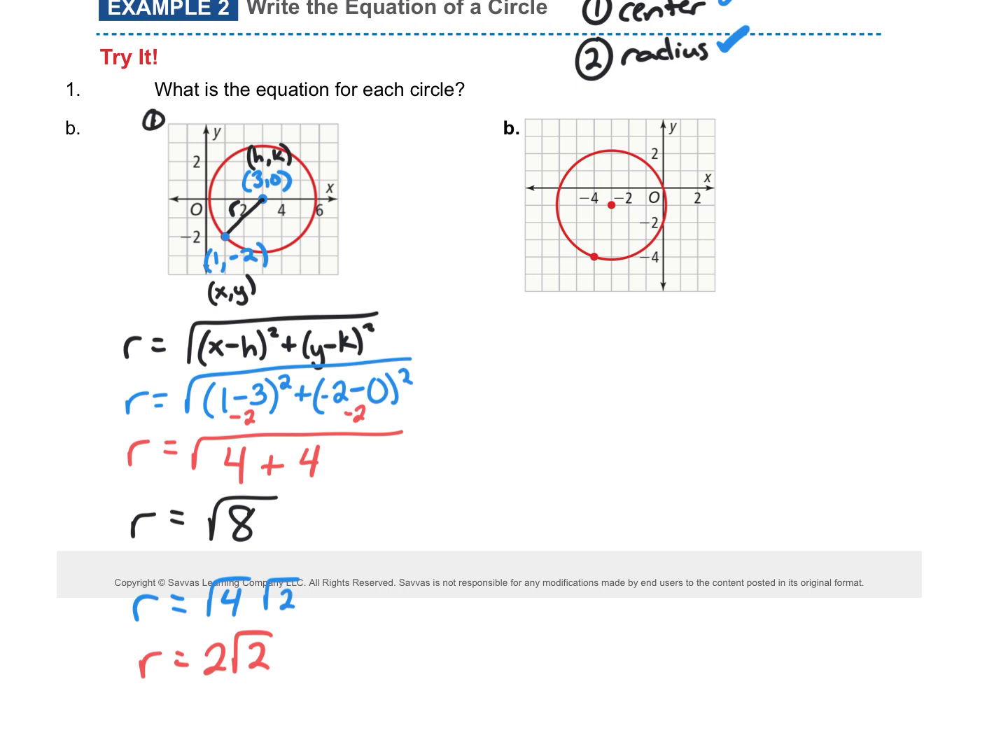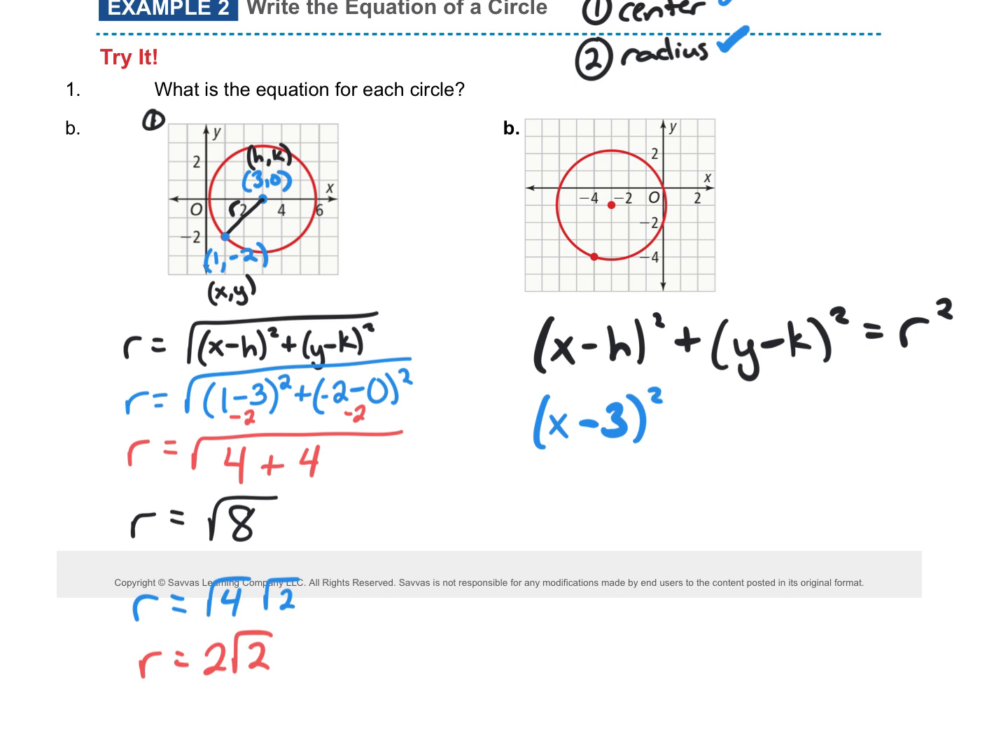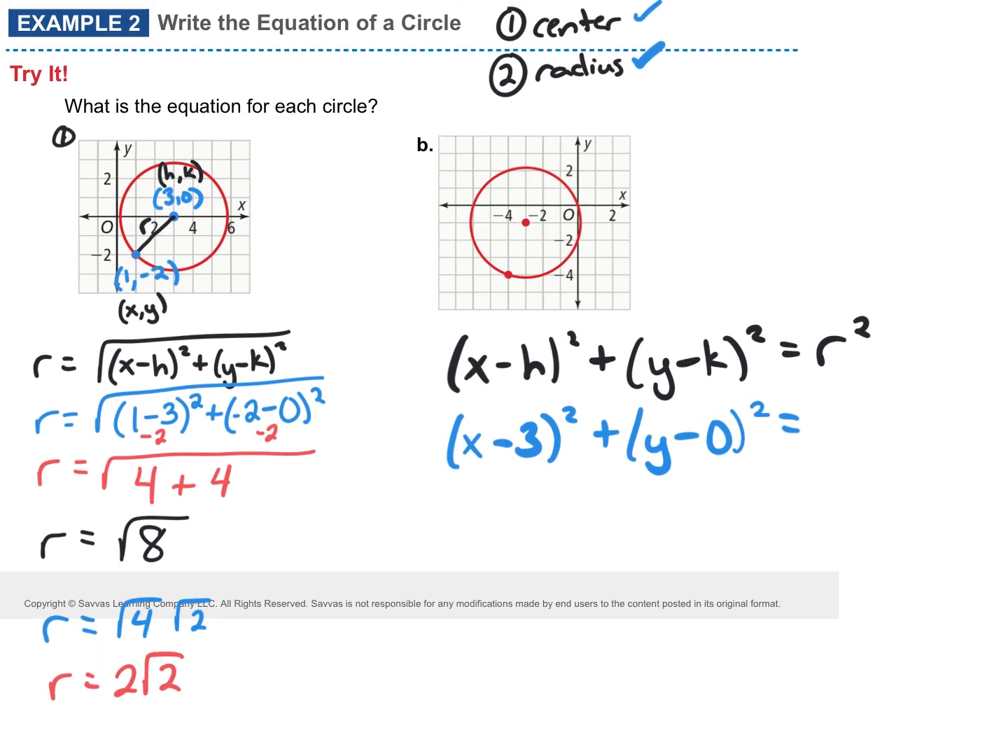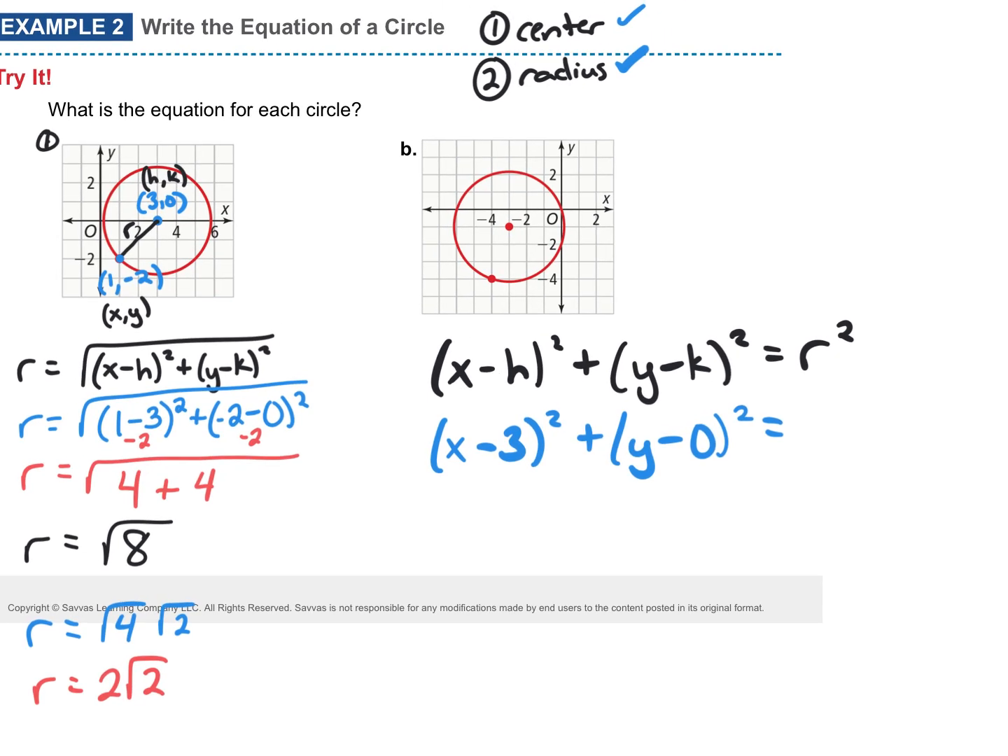So I'm going to take us back here. Our formula for equation of a circle is x minus h squared plus y minus k squared equals r squared. When we write the equation, are we going to have values in for x and y? No. So if I write this, we have x minus, what's h? X minus 3 squared plus y minus k is 0 squared equals, what's r? Yep, we just found it. So 2 square root of 2, what do I have to do to that? Square it also. So now, usually you have to go simplify that radius at least.